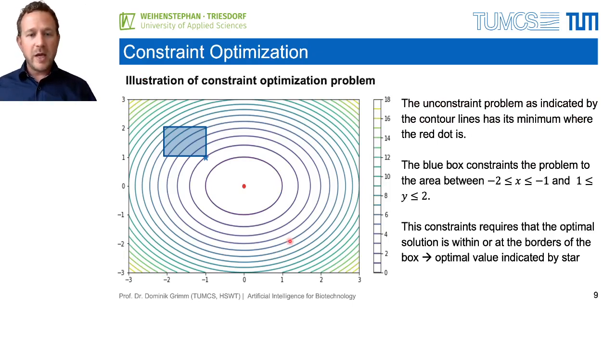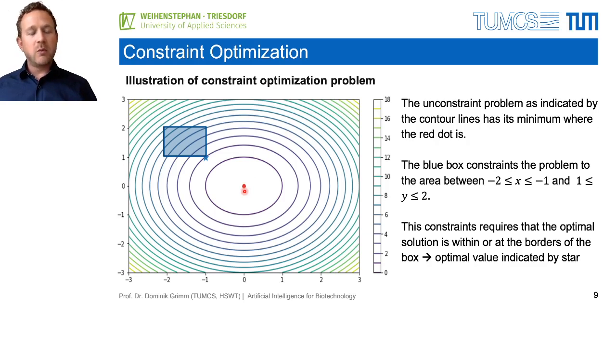Let's assume we have this optimization landscape. Usually in a normal optimization problem, we would like to find the minimum of this landscape, and the minimum is illustrated here as this red dot. So that's a normal unconstrained optimization problem.